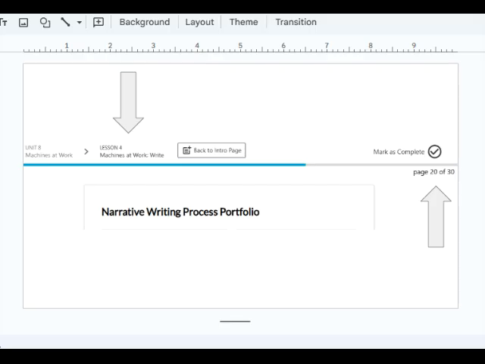All right, so remember, this is where you're going to turn this in, page 20 of Unit 8, Lesson 4. I know if you go through all of these steps, you're going to have an amazing narrative written. I'm sure your story is going to be super fun and super cool, and your homeroom teacher is going to love it.